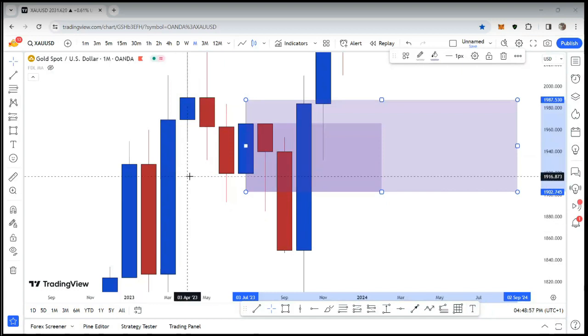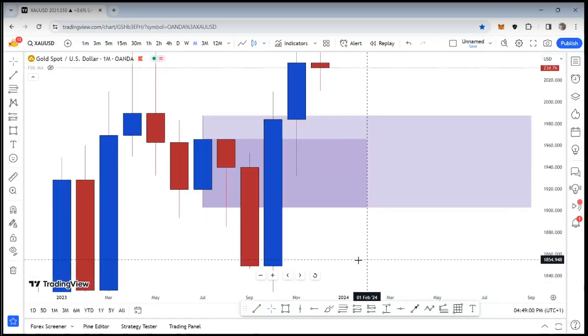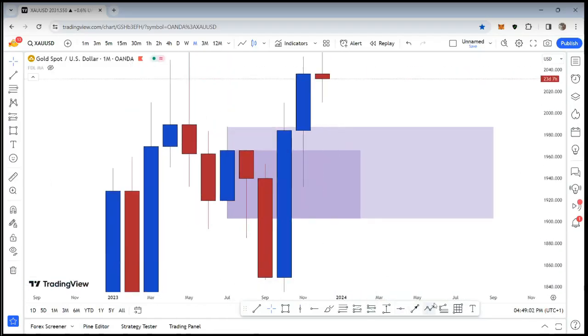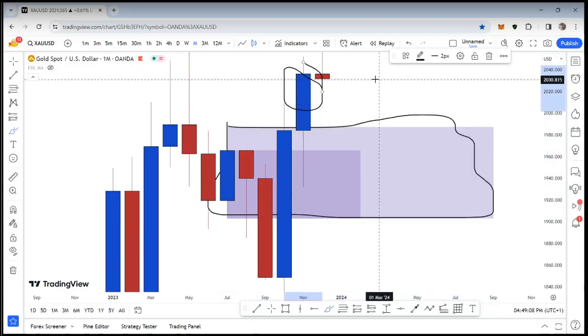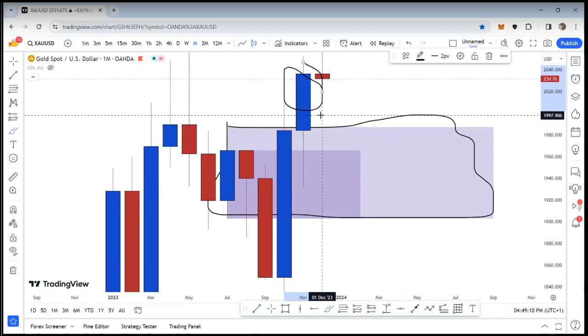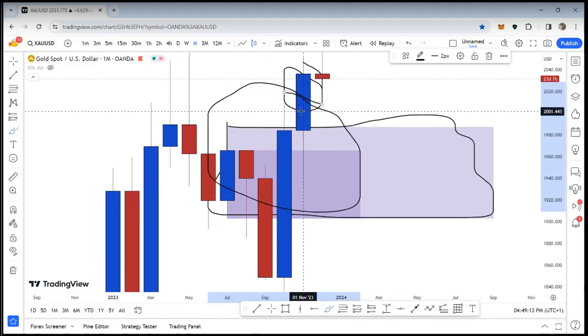Sorry about that, guys. So now, if I had actually waited for this candle, for this zone to be broken out of, right? This would have been late. This would have been very late. Anyways.